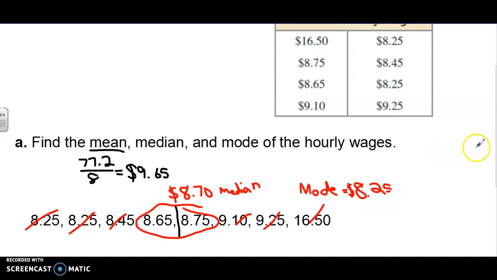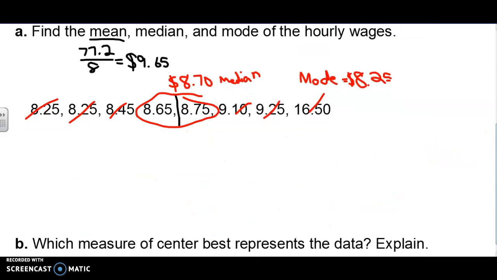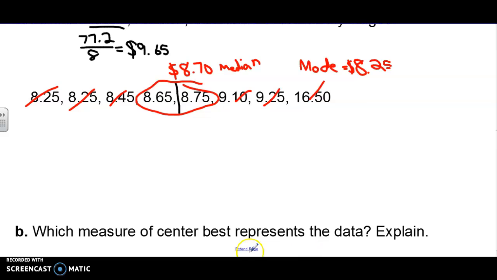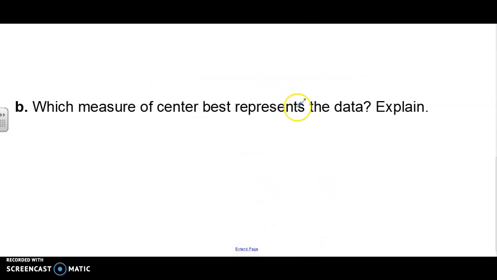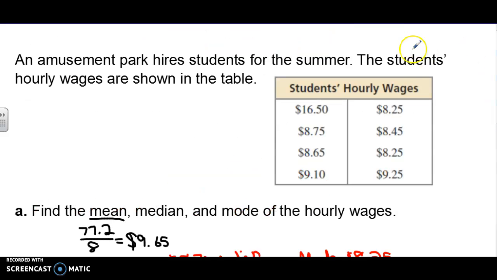All right, now for B, it asks, which measure of center best represents the data? So the answer to this question in every single case, when they ask what is the best measure of center to represent the data, well, you just look at it and ask yourself, is there an outlier or is there not an outlier? If there's an outlier, that's going to skew the data. It's going to make the average either higher or lower than you really want it to be. So in this case, we do have an outlier.